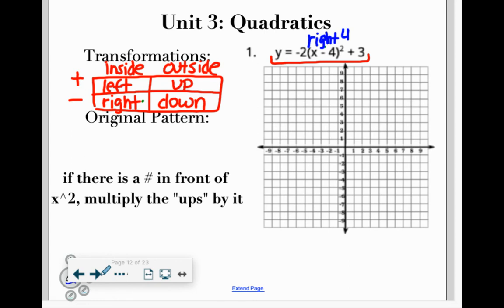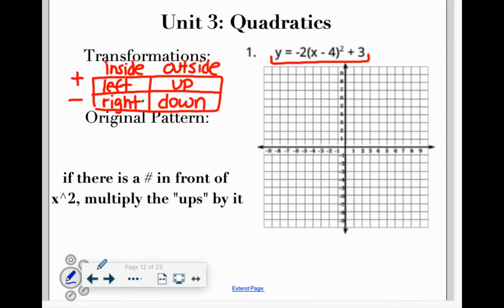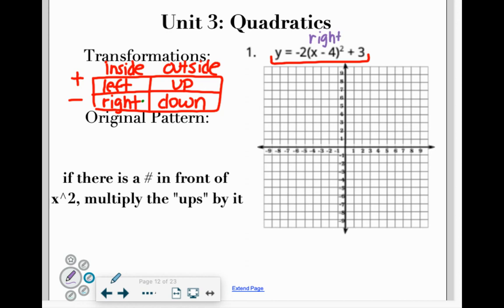I'm going to rewrite that because it does not look very good. Then there's a plus 3 on the outside. A plus on the outside makes it go up 3. I'm going to go ahead and put that on my graph just to show you that my first point will be right 4 and up 3. The next thing that you might want to write in your notes is that the original pattern is up 1, left and right 1.